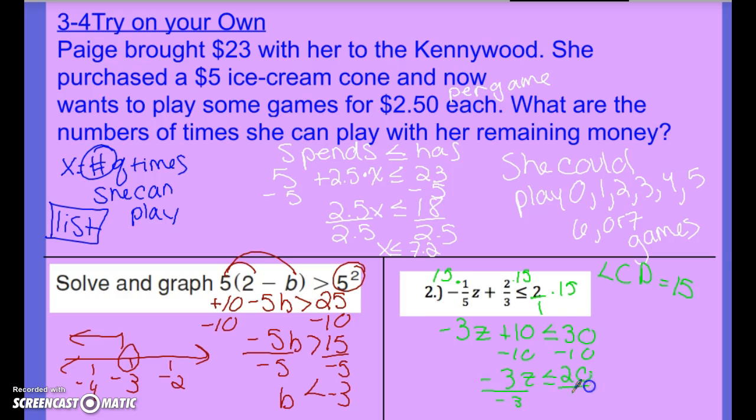Divide both sides by negative 3, and make sure when you divide by a negative, you flip your sign. So z is greater than or equal to, how many times does 3 go into 20? It goes into it 6 times, and then you get 2/3 left over with a negative, and then make your number line going backwards. I just went negative 5 and 2/3, negative 6 and 2/3, negative 7 and 2/3, and then it's going to be closed because it's greater than or equal to. All the numbers that are bigger go to the right. Now you can go ahead and start your homework.